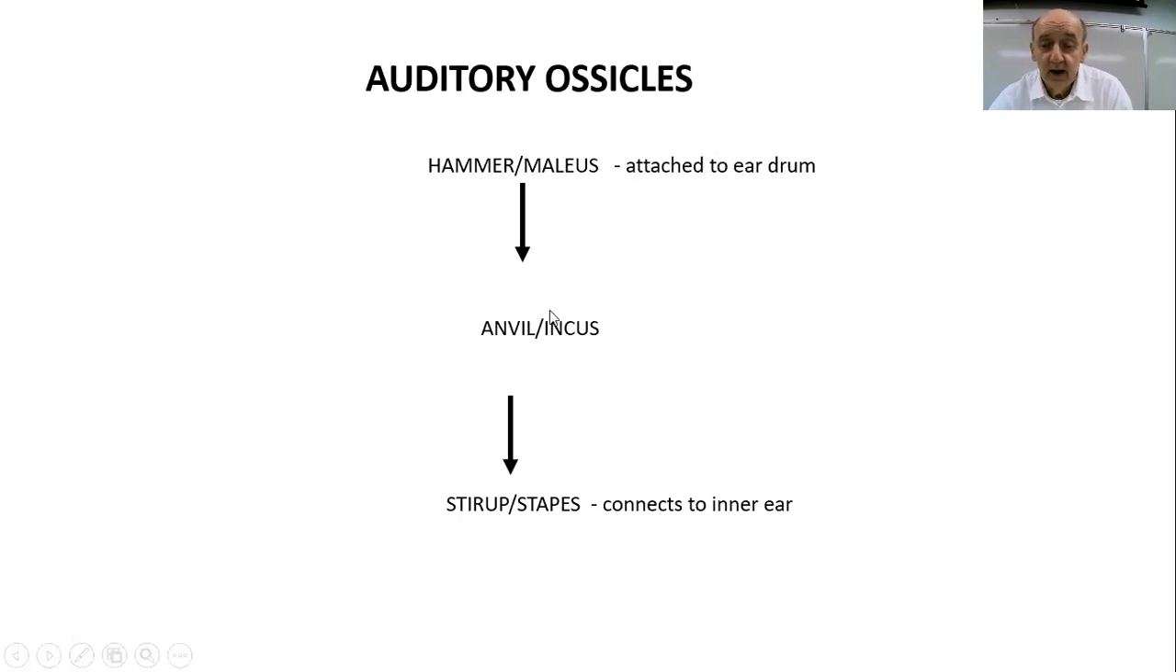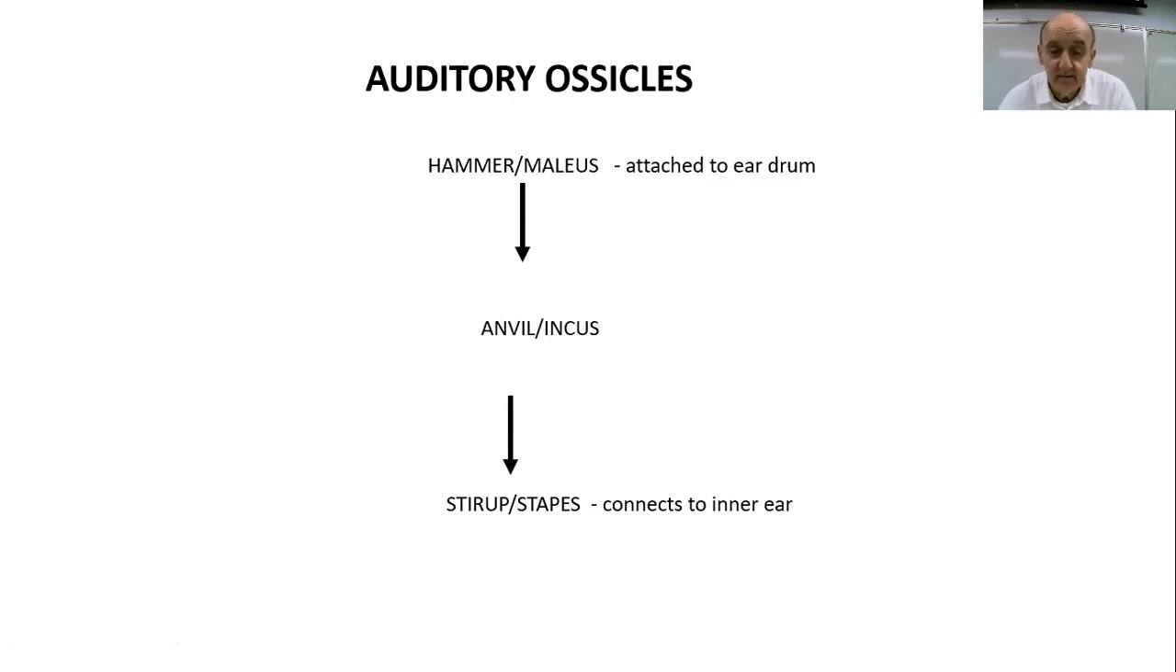The hammer is contacting the anvil. So the hammer passes the vibrations onto the anvil ossicle, and then the anvil passes it up to the stirrup. So we have 3 auditory ossicles vibrating. What's the big point? The big point is right here, that the stirrup is passing on these pressure waves to the inner ear. So we managed, using 3 auditory ossicles, to move pressure waves through the middle ear.